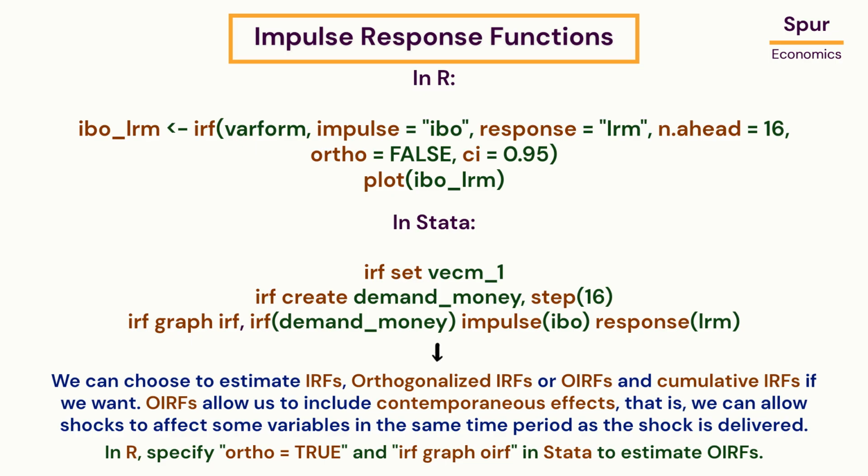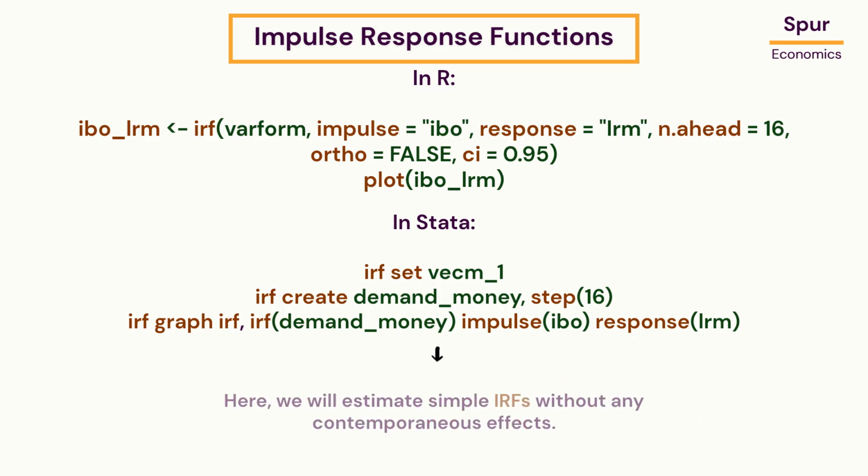We can choose to estimate IRFs, orthogonalized IRFs or OIRFs, and cumulative IRFs if we want. OIRFs allow us to include contemporaneous effects, that is, we can allow shocks to affect some variables in the same time period as the shock is delivered. Here, we will estimate simple IRFs without any contemporaneous effects.